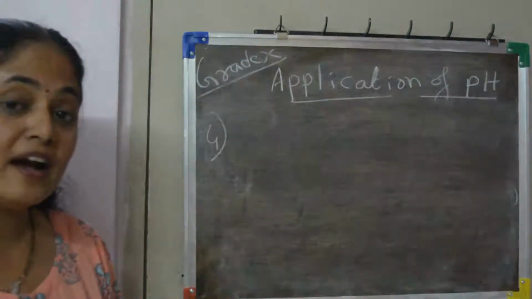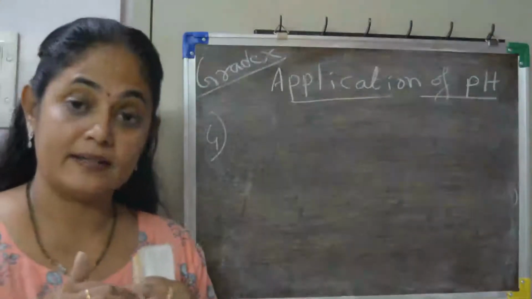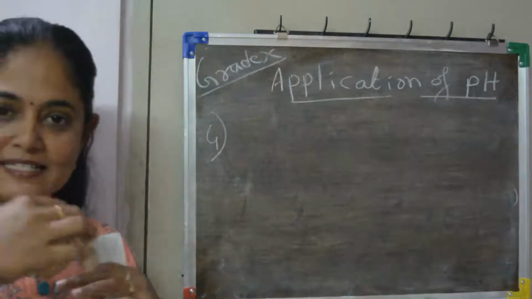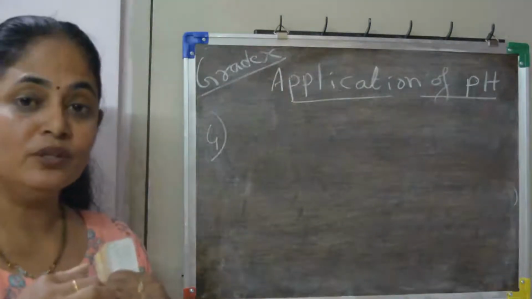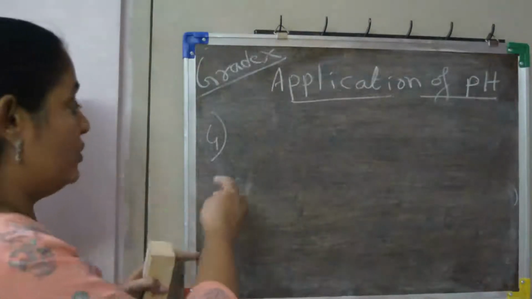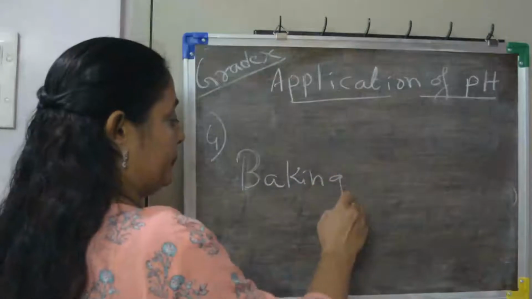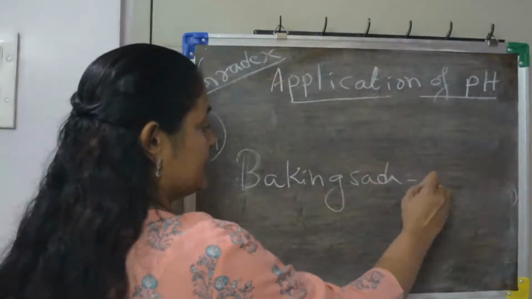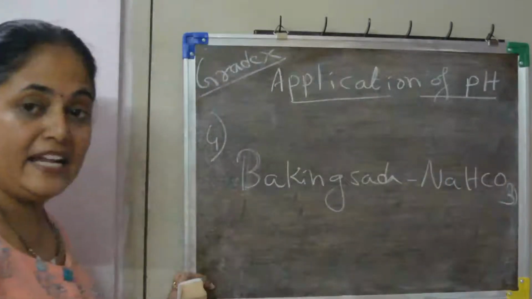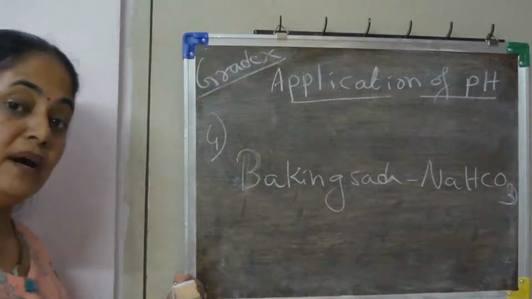Okay, so what do we have to do? We have to rub the place where the honeybee has stung with a base. Isn't it? Acid has been released, so we have to neutralize it with a base. And a home remedy is, in your home we will be having something called baking soda. Baking soda is the best example of a base. NaHCO3, sodium hydrogen carbonate or sodium bicarbonate.